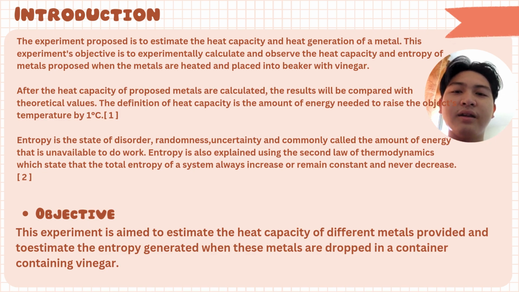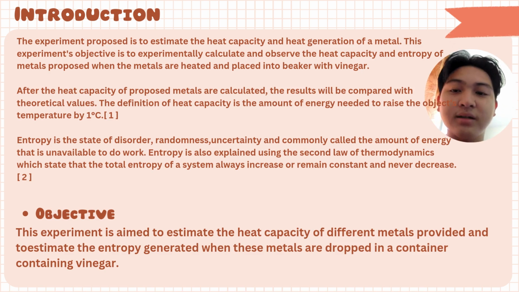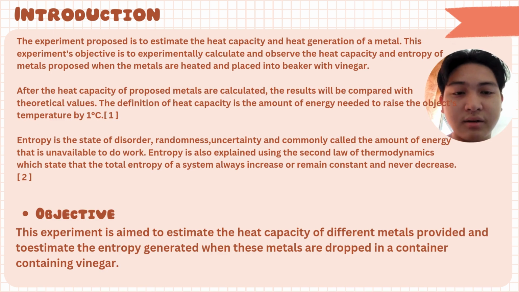The definition of heat capacity is the amount of energy needed to raise the object's temperature by 1 degree Celsius. Entropy is the state of disorder, randomness, uncertainty, and is commonly called the amount of energy that is unavailable to do work. Entropy is also explained using the second law of thermodynamics, which states that the total entropy of a system always increases or remains constant and never decreases.